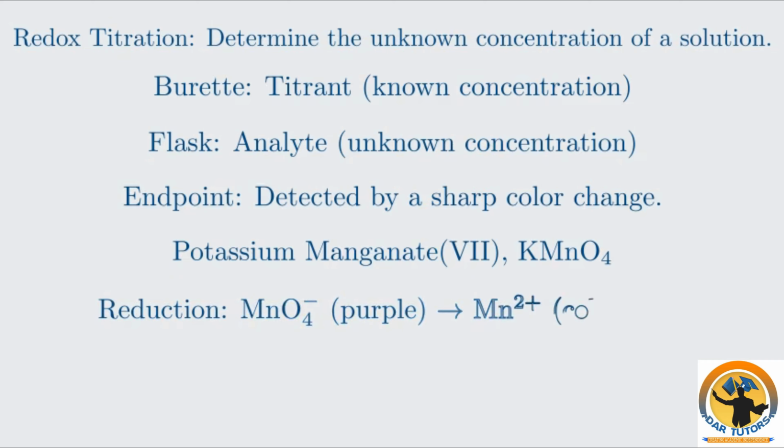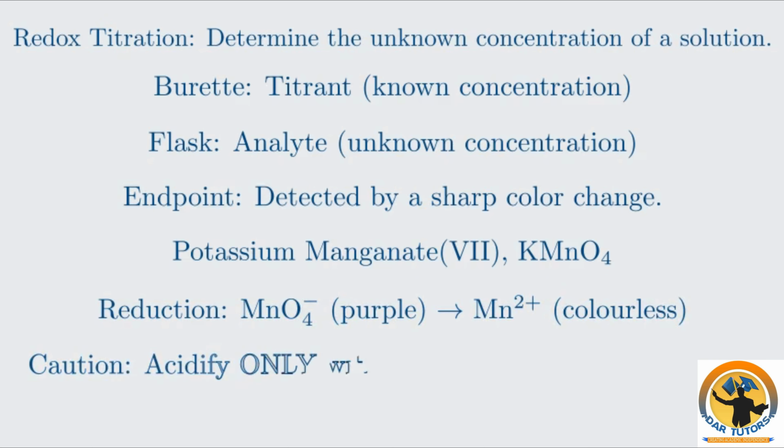This distinct color change makes it self-indicating, meaning you often don't need a separate indicator. A note of caution? Manganate(VII) titrations must be acidified with sulfuric acid. If you use hydrochloric acid, the permanganate will also react with the chloride ions, leading to inaccurate results.